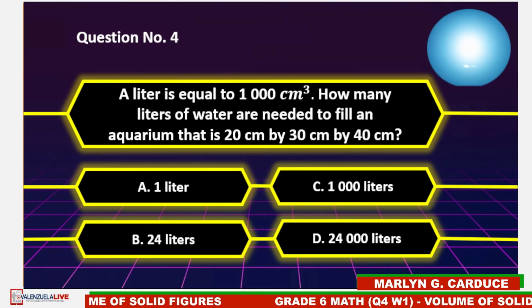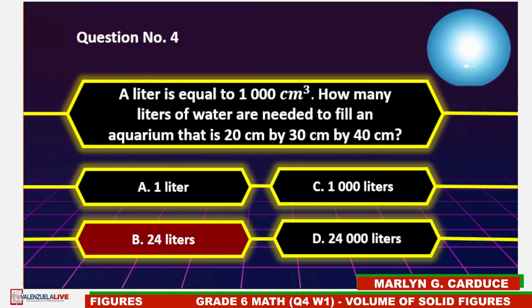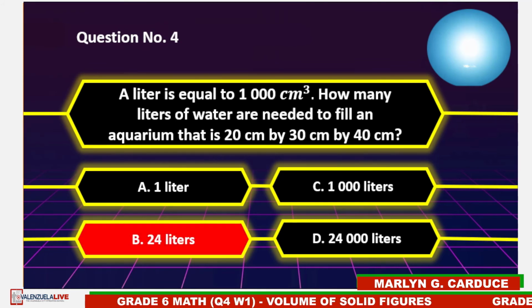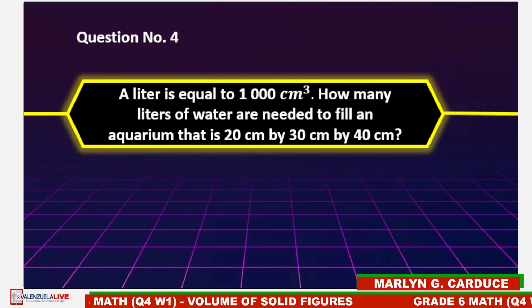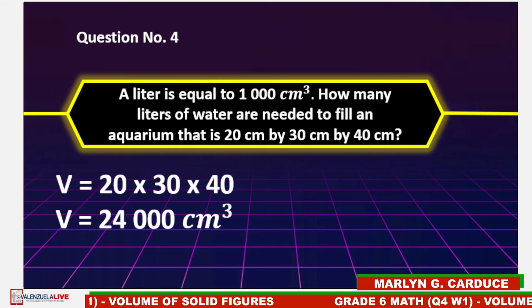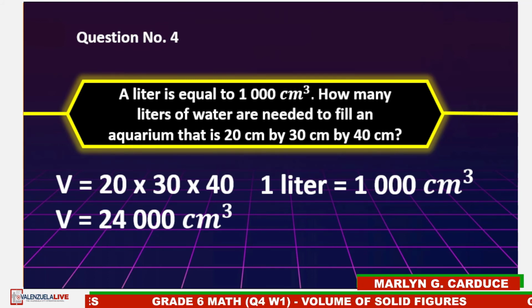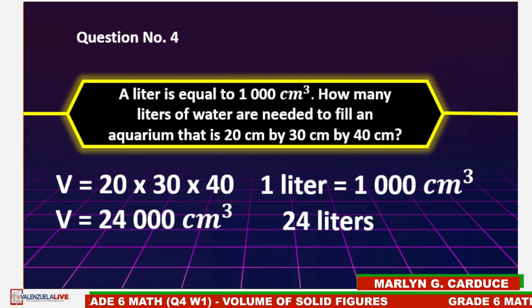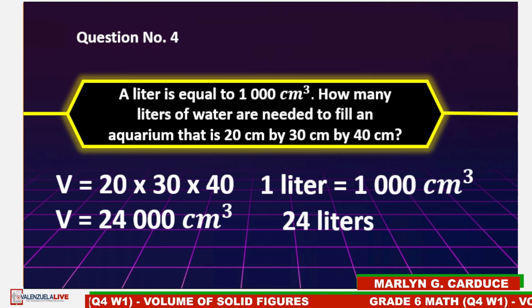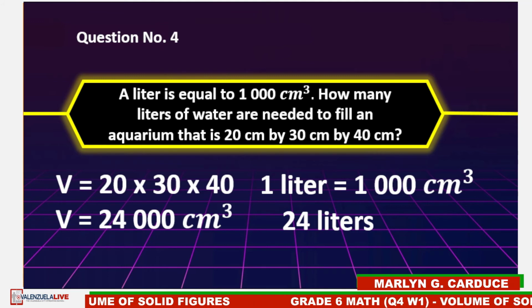Okay, so the correct answer for question number 4 is letter B, 24 liters. If we compute the volume of the aquarium using the dimensions 20 centimeters by 30 centimeters by 40 centimeters, we obtain a volume of 24,000 cubic centimeters. Since we all know that 1 liter is equal to 1,000 cubic centimeters, therefore 24,000 cubic centimeters is equal to 24 liters.